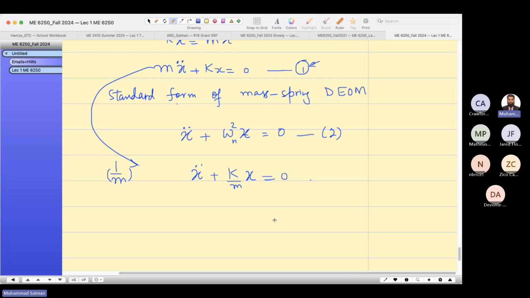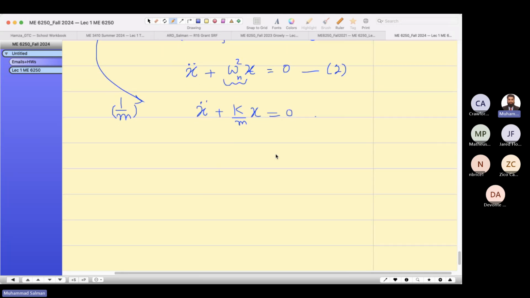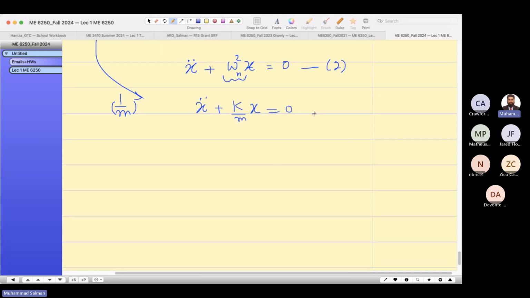Because I want to bring the actual differential equation of motion to the standard form. Once I bring it to the standard form, then I know that this is omega n square. This omega n stands for natural frequency. Natural frequency or resonance, they are the same thing. So omega n square, what is omega n square if you compare both equations? Can you tell me what is omega n square?